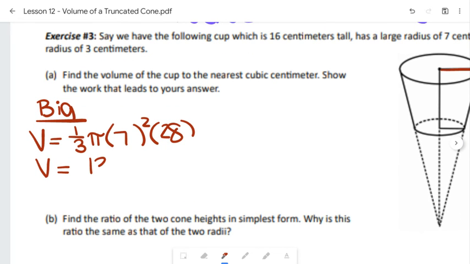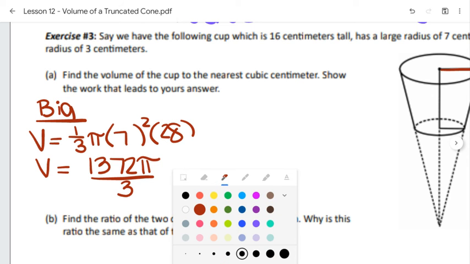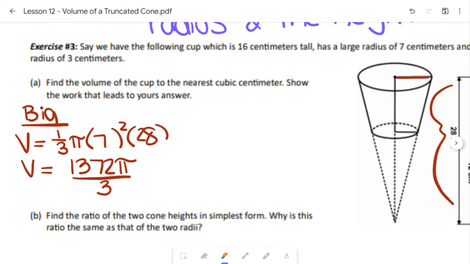Of course, you could plug this all in if you want to. Since we're going to round our answer to the nearest cubic centimeter anyway, I could plug in the divided by 3, plug in pi. That would be fine. But I'll come back to it in just one moment, because now we also have the small cone to worry about.